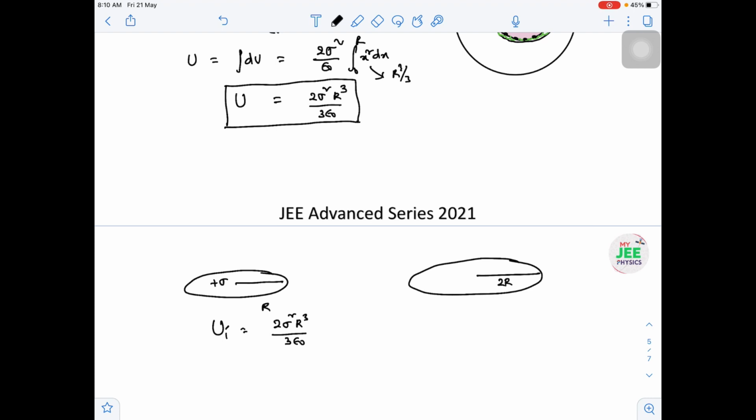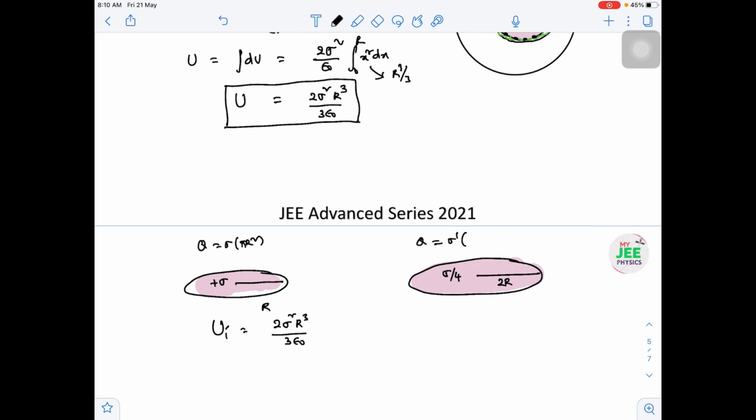So let us see. Here now the sigma value will become sigma by 4 because the charge on the disk remains the same. Charge remains the same, so the area is increasing here. Area is becoming 4 times, then the sigma value will become 1 by 4 times. If you want, you can check. Q is equal to sigma into pi R square. Here also the Q value is the same. Then what is the sigma dash?